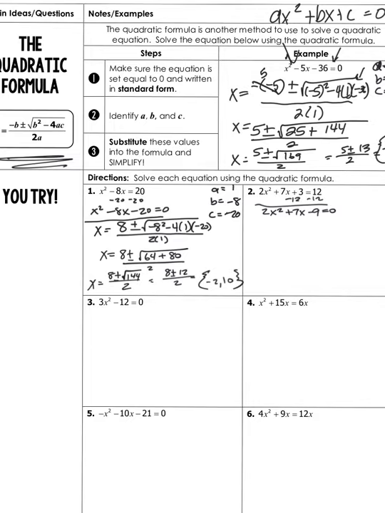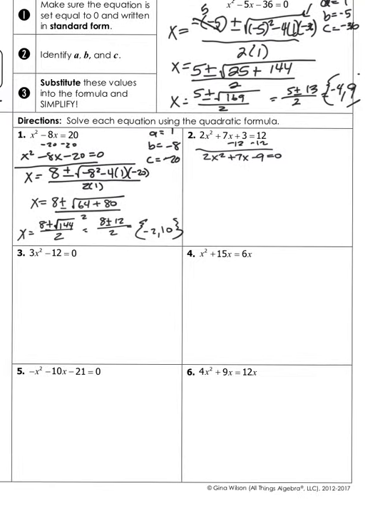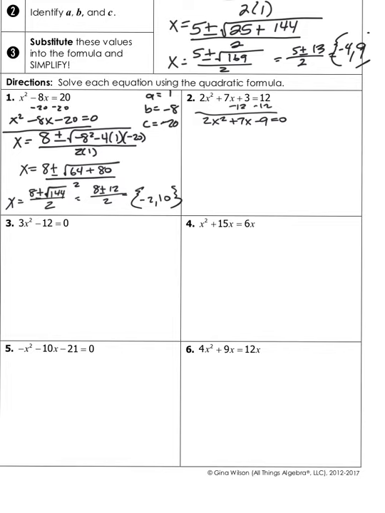All right, now let's go ahead and identify a, b, and c. a is 2, b is 7, c is negative 9. So x equals negative b, so negative 7, plus or minus the square root of 7 squared minus 4 times 2 times negative 9, all over 2 times 2.